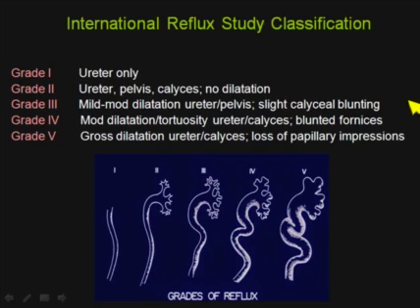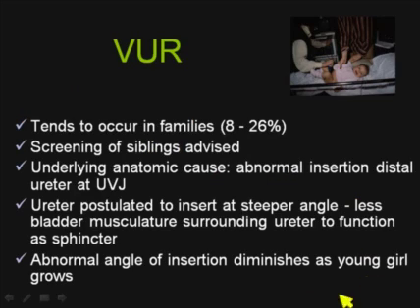With grade 4, there is moderate dilatation of the collecting system, and there's tortuosity of the ureter with blunting of the calyces. With grade 5, there's marked tortuosity, marked dilatation, and there are no papillary impressions on the calyces so that they appear convex. Reflux tends to occur in families, and so the siblings are generally screened.